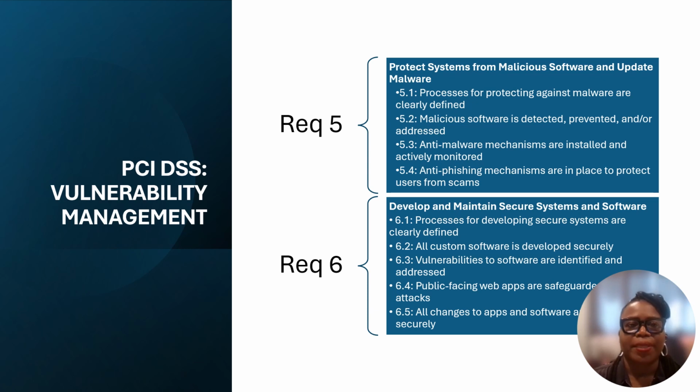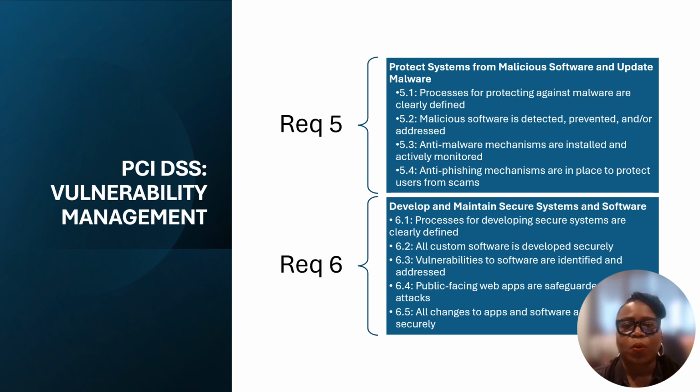With this requirement, organizations seeking compliance have processes in place for protecting against malware. Those processes are clearly defined, and the stakeholders impacted by these processes are fully informed on the process and their role within the process. Malicious software is detected by the organization, prevented, and addressed.